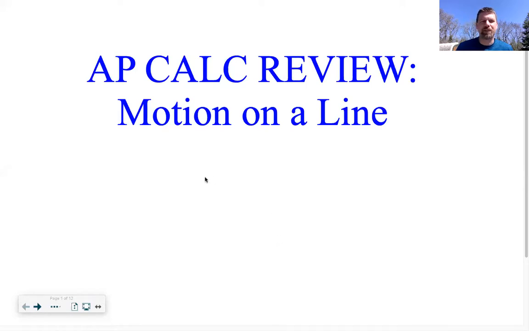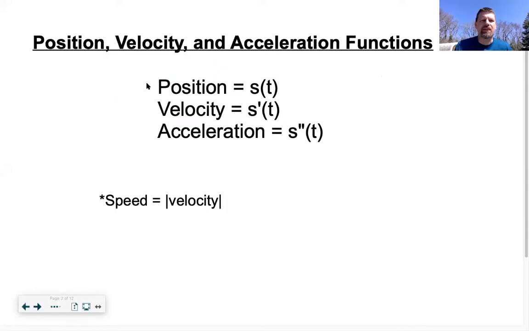All right, welcome to the review on motion of a line. We'll make this short and sweet. Motion on a line has to do with position, velocity, and acceleration functions.